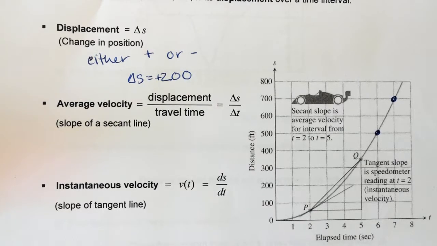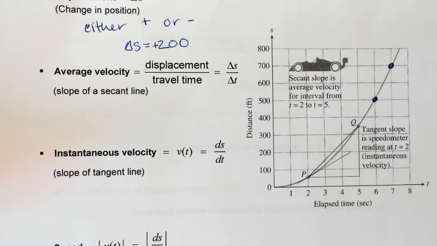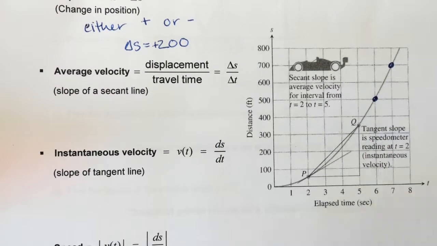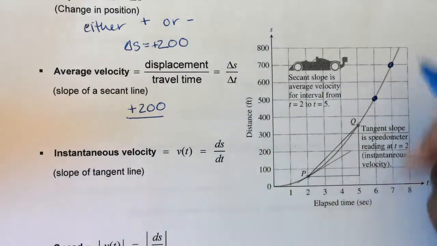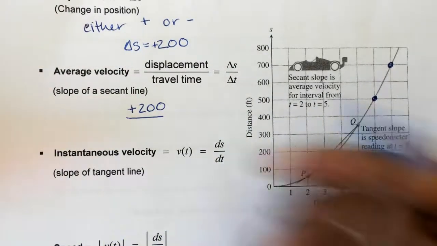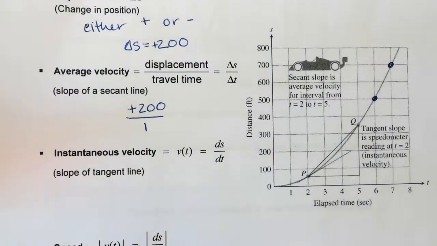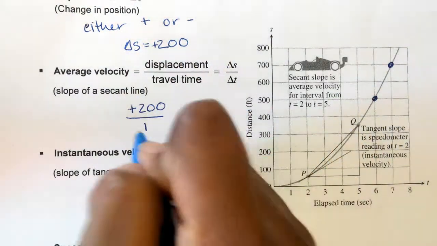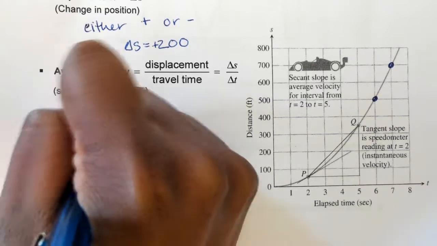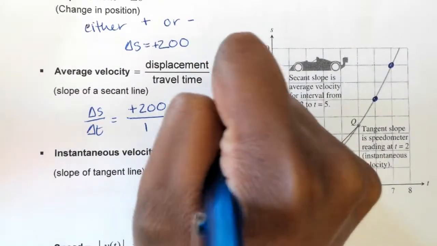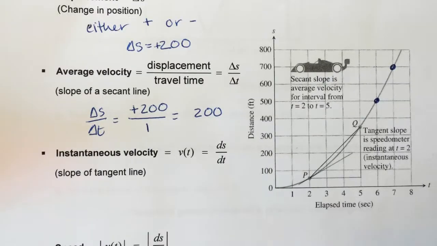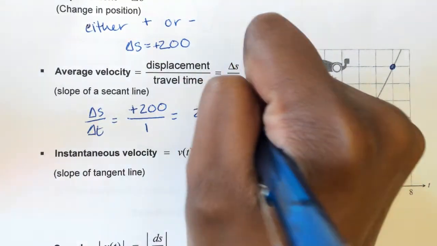Alright, so the average velocity is the displacement over the travel time. So if we look at our same points, we said that our displacement is a positive 200 and our change in time is 1 second. So our average velocity, change in s over change in t, is equal to 200, in this case, feet per second.